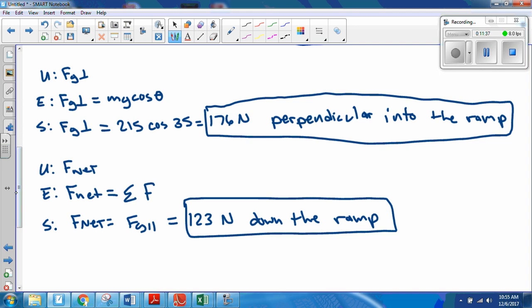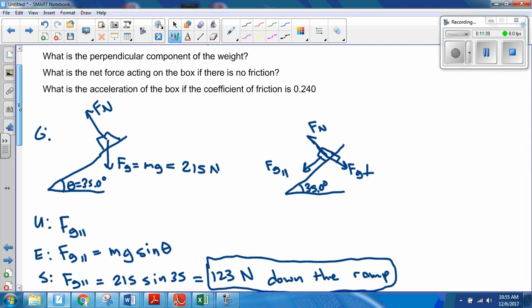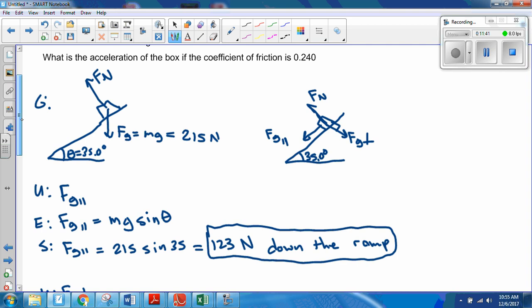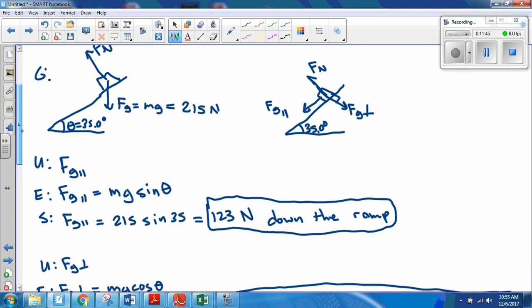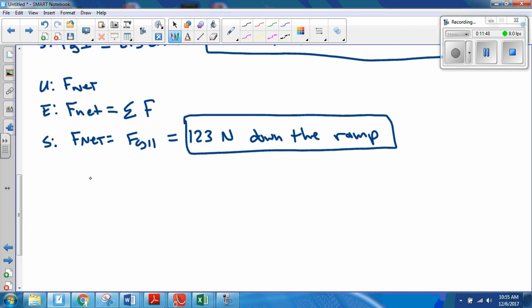All right, so now let's complicate things. It says, what is the acceleration of the box if the coefficient of friction is 0.240? So I'm going to make a new free body diagram for this one. Our unknown is going to be the acceleration, right? I just need to remind myself of that. So we've got our ramp. Ramp's still chilling here at 35 degrees. Box is still on the ramp.